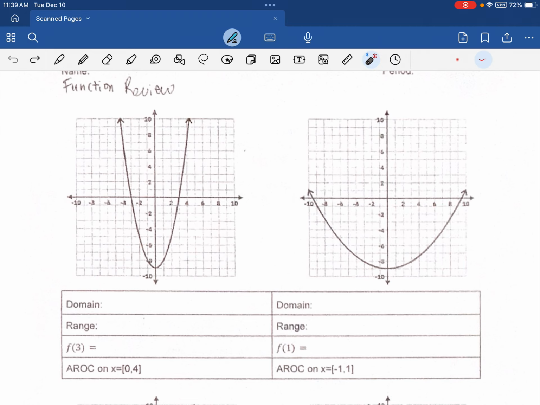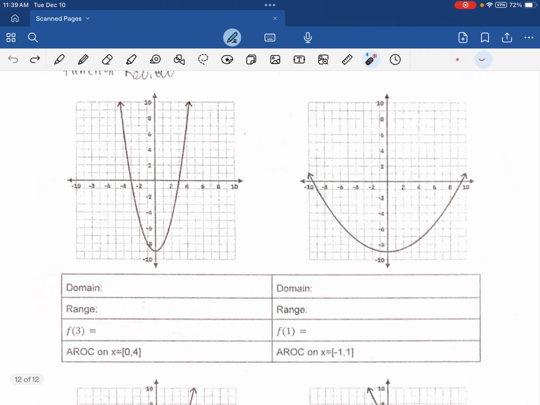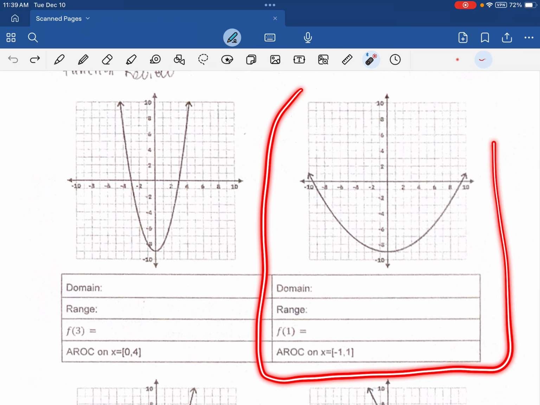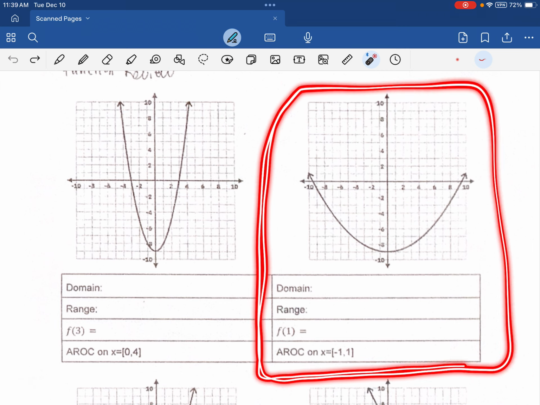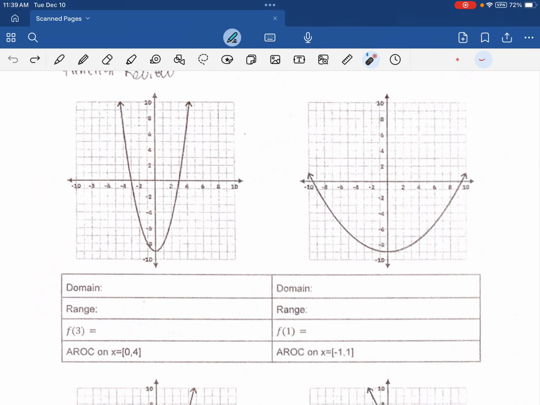Hello, welcome. All right, so I am going to look at this problem right here on the review as a little test review section. All right, so let's start with our domain.